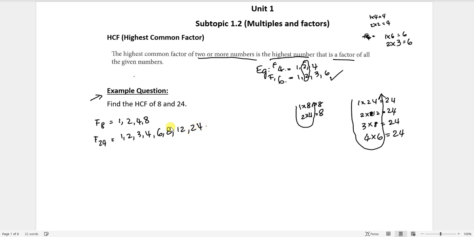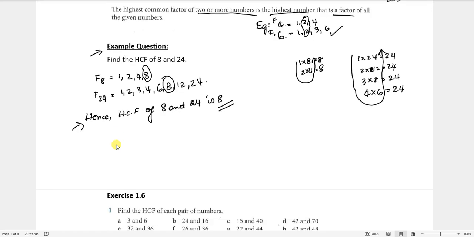So let's see which is the highest common factor. The highest common factor we have is 8, and here we have 8. So hence the HCF of 8 and 24 is 8. I hope you're clear with this example. Let's start solving exercise questions.